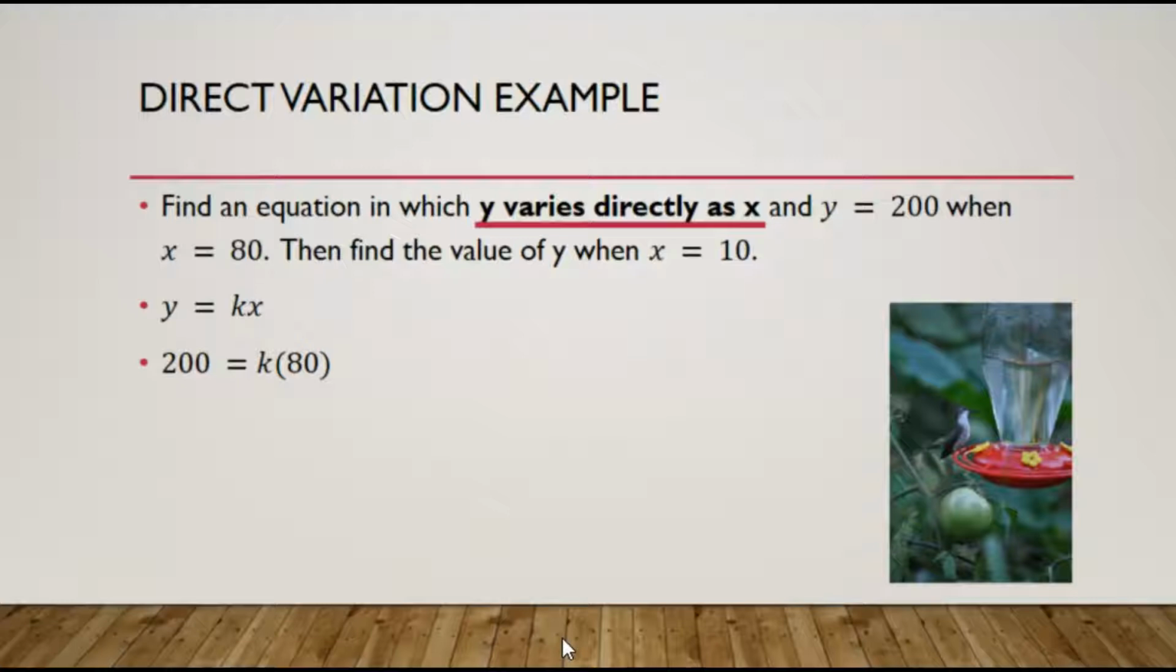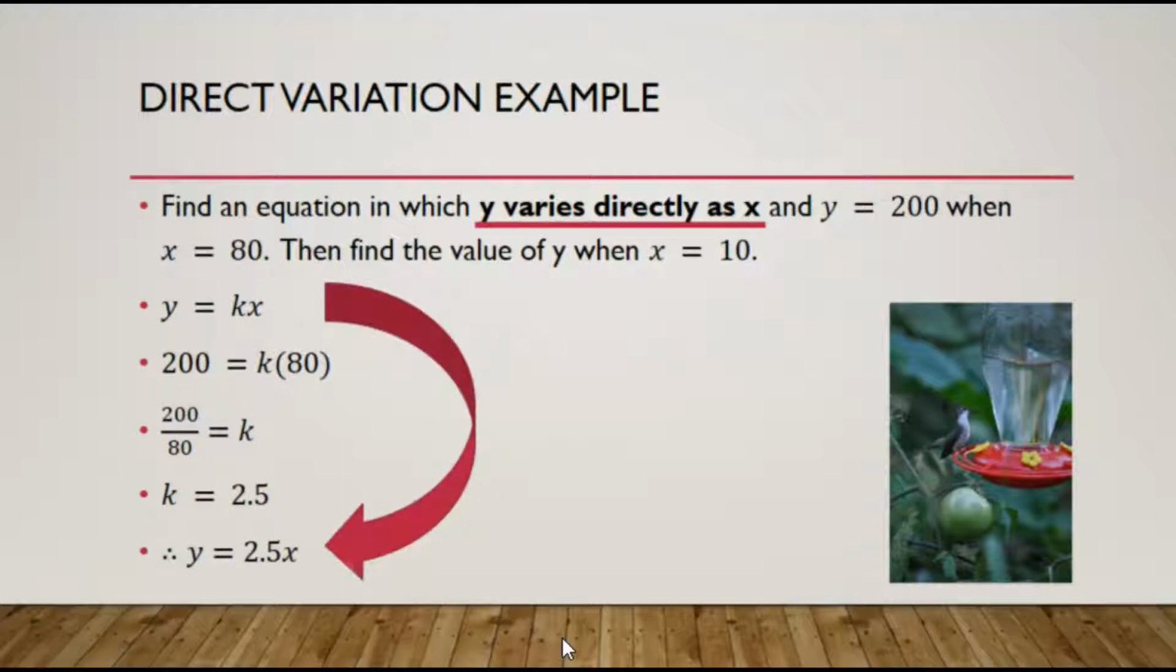To solve for k, we will divide both sides by 80. Simplifying this improper fraction results in k equal to 2.5. We now can replace the k in our generic direct variation equation with the value found from the given information to get a specific direct variation equation for this particular problem of y equals 2.5x.